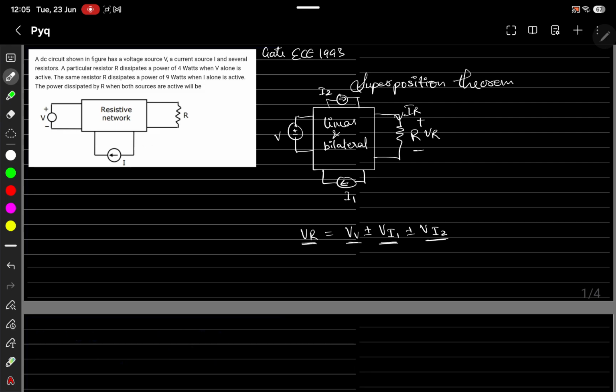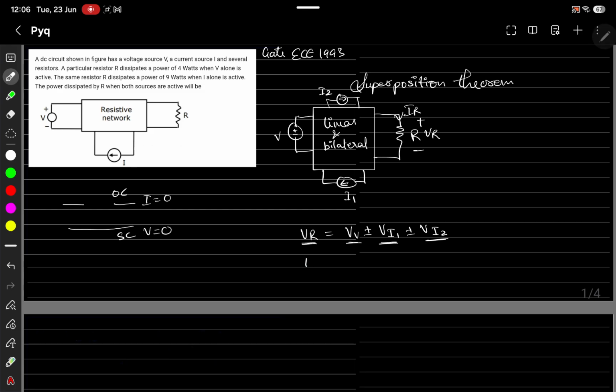What happens to the remaining sources? They will be nullified. The current source will be open circuited and the voltage source will be short circuited. Here I is equal to 0, here V is equal to 0. So in the statement itself we are considering that the sources are active alone. So it is obvious that we need to use the superposition theorem for this question, but how, we will see.